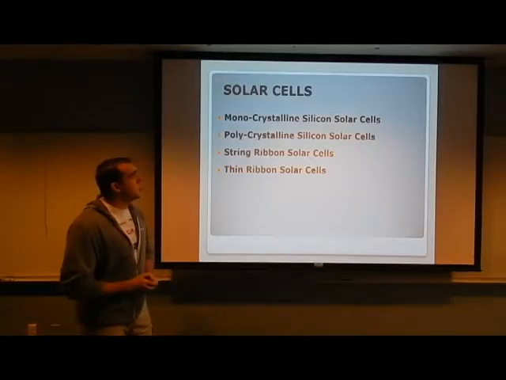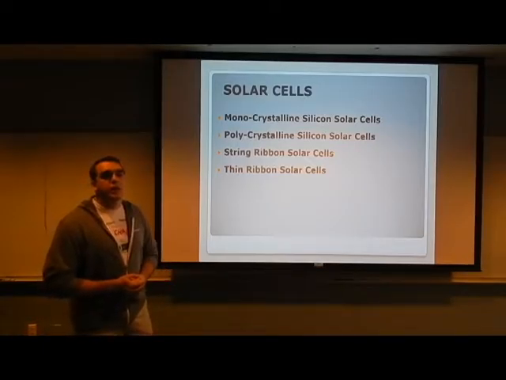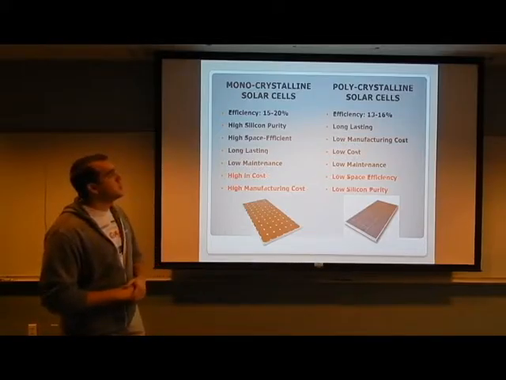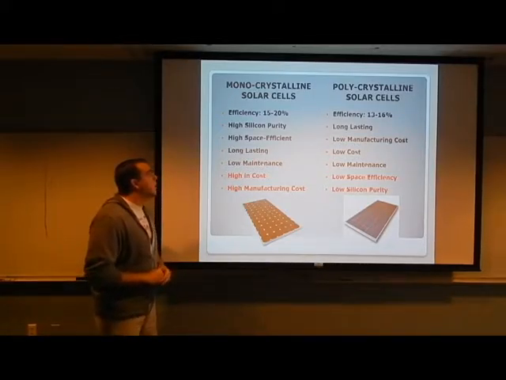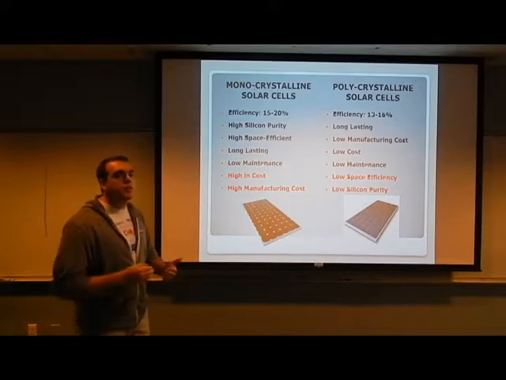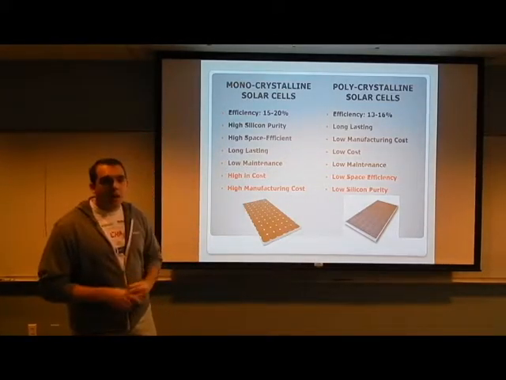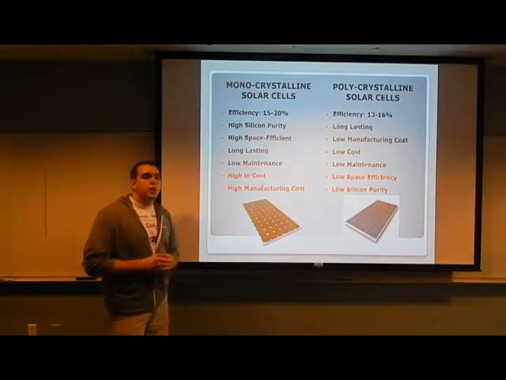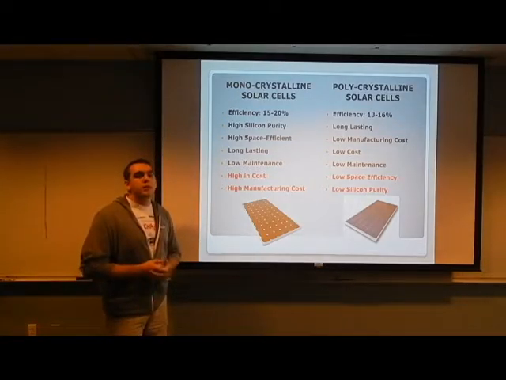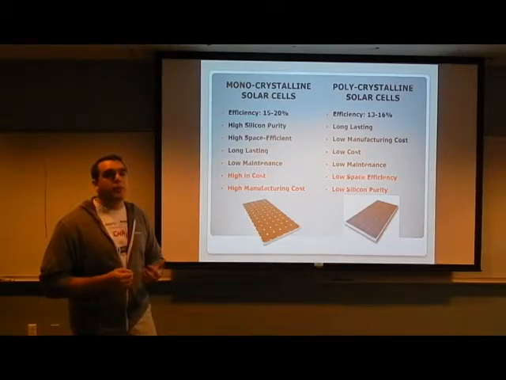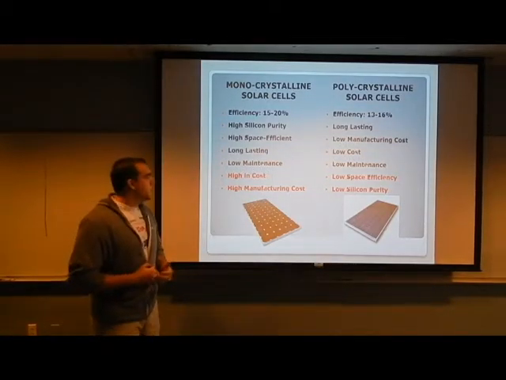These are some of the solar cells that we will be covering during the next slides. In this slide, we can observe monocrystalline solar cells and polycrystalline solar cells. Now, monocrystalline cells have an efficiency of about 15 to 20%. They have a high silicon purity, high space efficiency, long-lasting, and low maintenance. One of the downsides is that they have a high cost and high manufacturing cost for that matter.